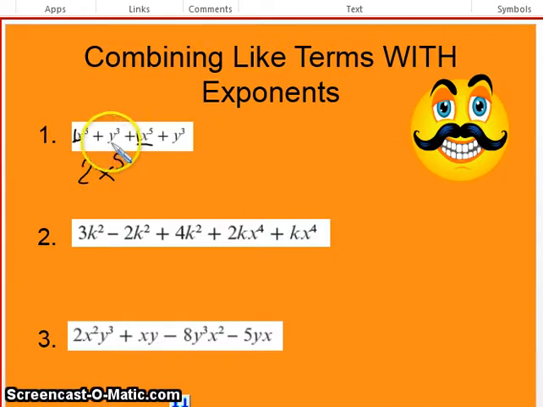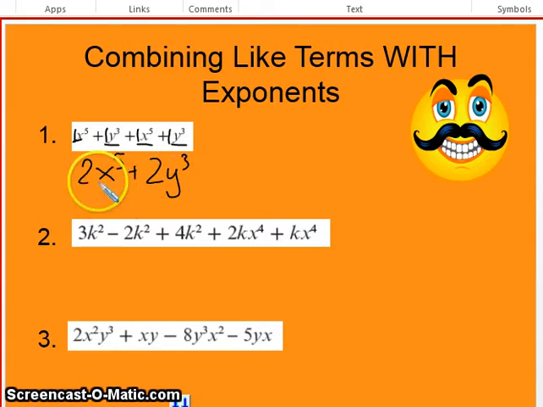Now I also have y to the third and y to the third. That's the same variable to the exact same power, so those are also like terms. And again, I have those understood ones. So I have 1y to the third plus 1y to the third. 1 plus 1 is a positive 2y to the third.